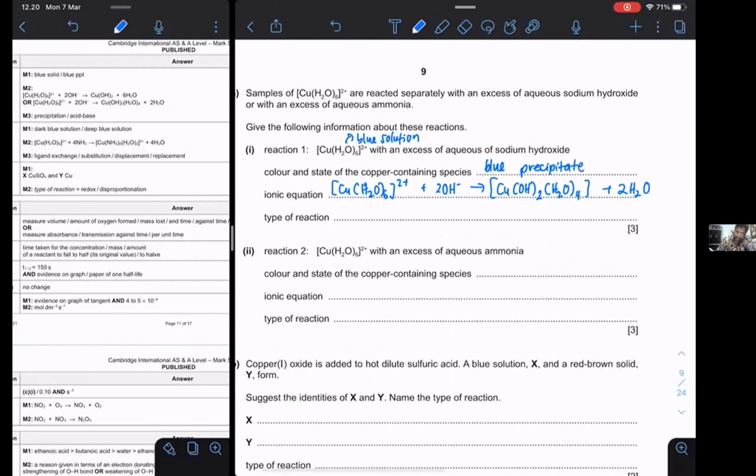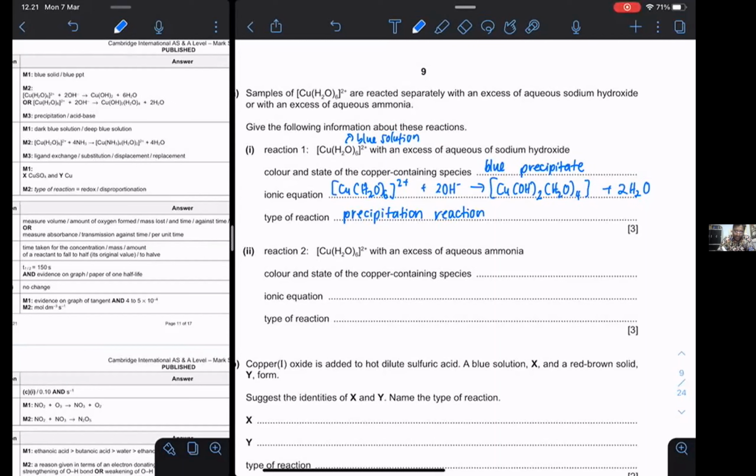So what type of reaction is this? This is going to be a precipitation reaction. Or if you look at it, it's something like an acid-base reaction, to give you salt and water. So if you want to write down acid-base reaction also, you can do that as well.